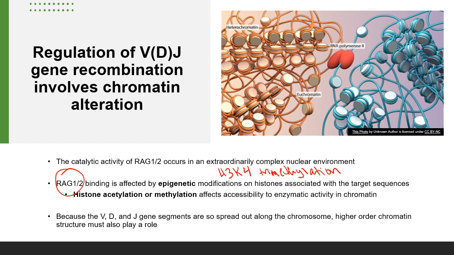Those V, D, and J gene segments that we looked at, those pieces along the DNA sequence, they were separated by sometimes hundreds of kilobases. That's hundreds of thousands of DNA nucleotides. That's a fair distance. So because these things are spread so far apart, this also has to involve higher order chromatin structure that also plays a role.